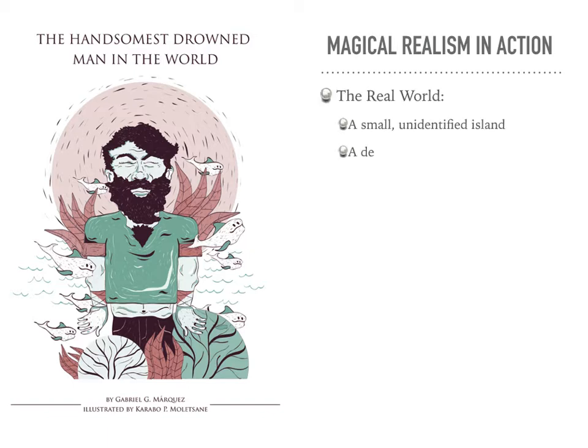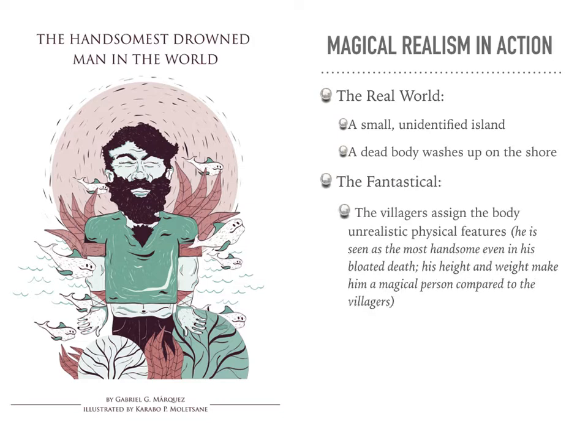Now, the real world is a small, unidentified island where a dead body washes up on the shore. The fantastical is that the villagers assign the body unrealistic physical features. He is seen as the most handsome even in his bloated death. His height and weight make him a magical person compared to the villagers.